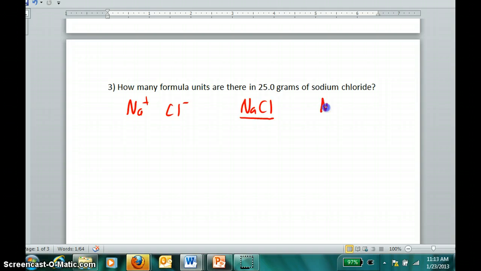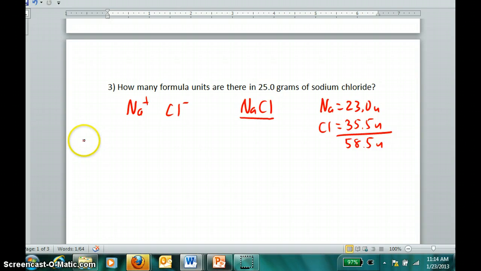compound. So we want to know how many formula units there are. Well, first of all, we should calculate the formula mass. We're probably going to need it. There are 23.0 atomic mass units, equivalent to 1 sodium atom, and 1 chlorine atom is 35.5 atomic mass units. That's a grand total of 58.5 atomic mass units. Why do we need to know that?